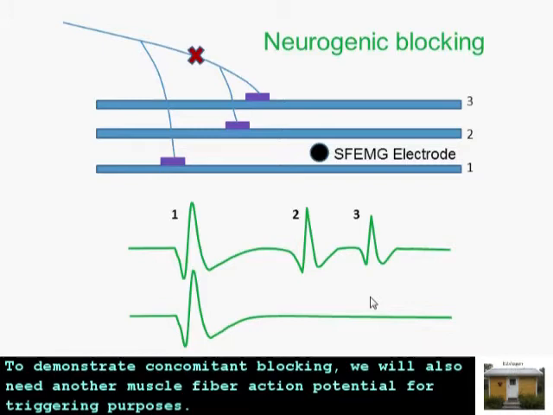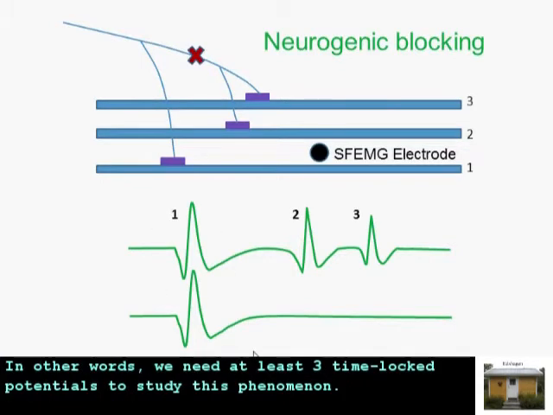To demonstrate concomitant blocking, we will also need another muscle fiber action potential for triggering purposes. In other words, we need at least 3 time-locked potentials to study this phenomenon.